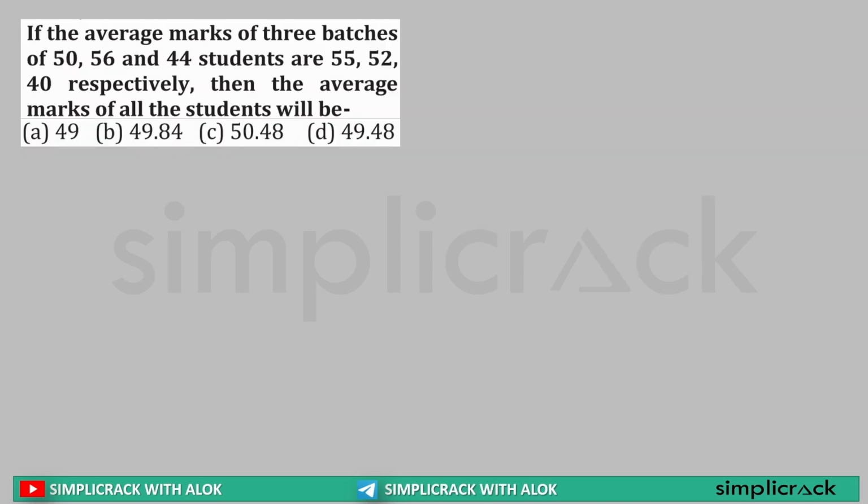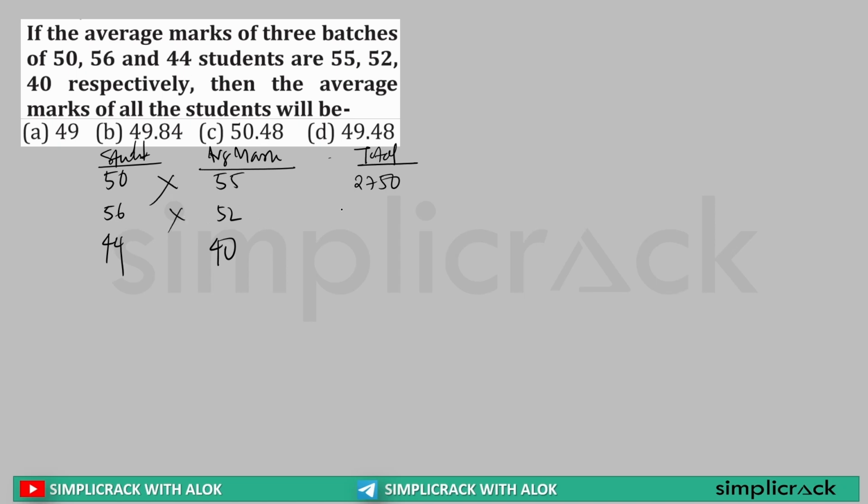Okay? Next. Average marks of 3 batches. 50 students, 56 students, 44 students. So it is saying a 50 students batch, a 56 students batch, and a 44 students batch. These are the numbers of students. These are the average marks: 55, 52, 40. Now understand this. What will be the total marks? The total marks will be 50 into 55, that is equal to 2750.